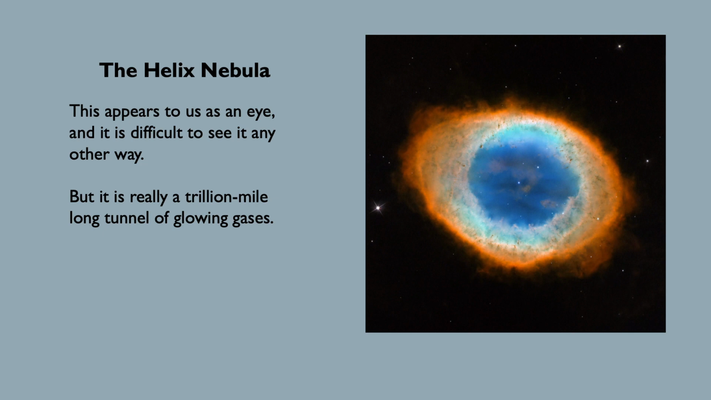Here's another example from vision showing the influence of experience and expectations on our perception. This is a picture of the Helix Nebula taken from the Hubble telescope. It looks just like an eye, but in reality its span is roughly 2.5 light years, and it lies about 650 light years away from us.